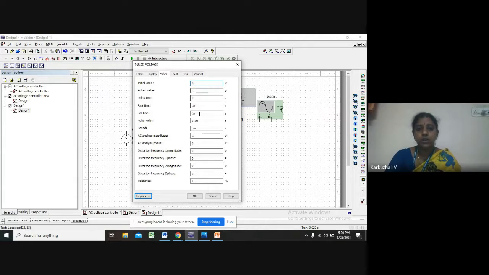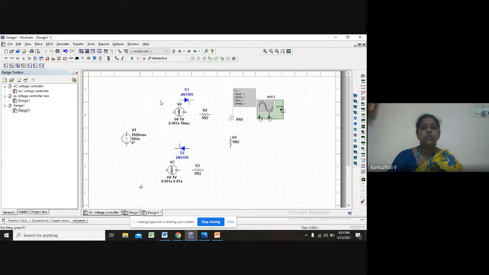0 volt, 1 millisecond, delay time 0.002, 2 milliseconds, the pulse width is 0.001, and the period is 10 milliseconds. Next, give OK. So this is how you change it. There are no more changes in the circuit, so these two are very important.